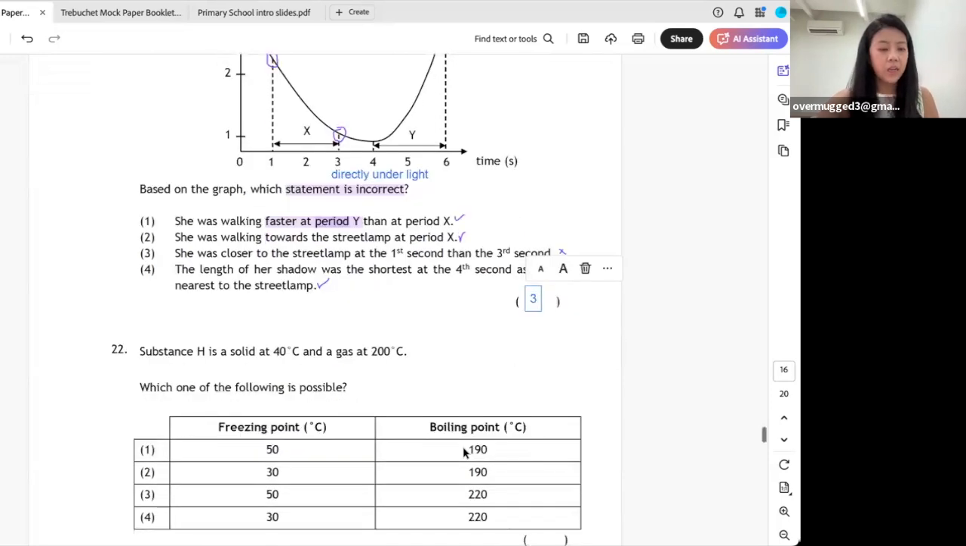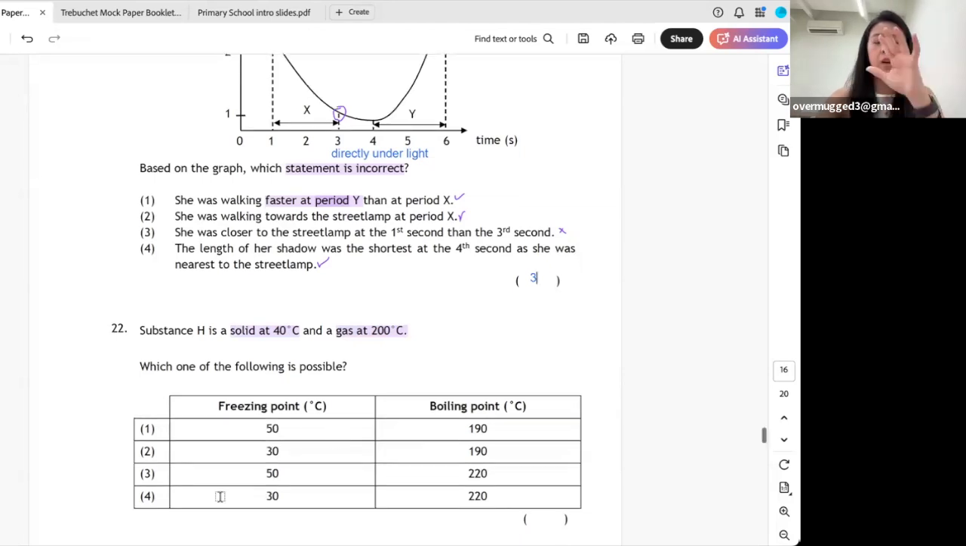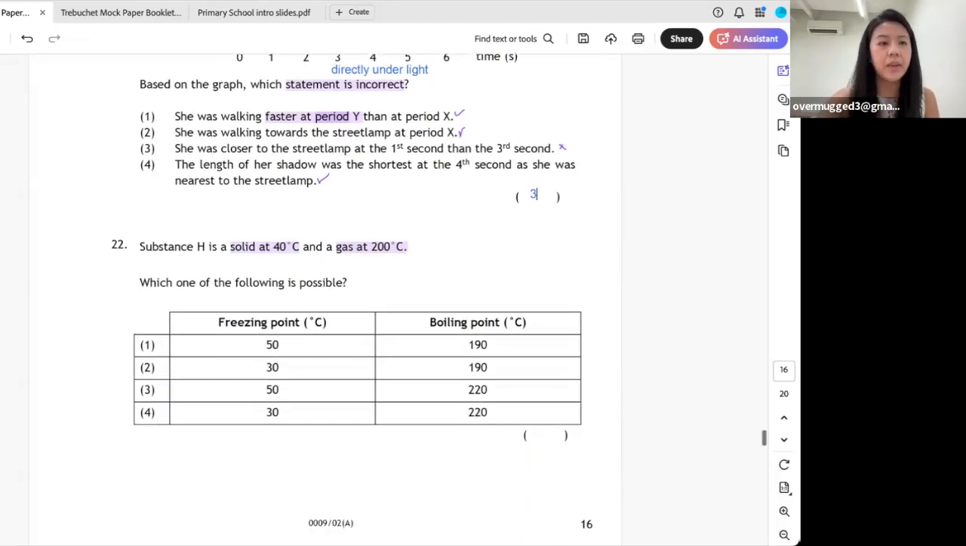All right. Question 22. Substance H is a solid at 40 degrees Celsius and a gas at 200 degrees Celsius. Now, usually for such questions, I like to draw a number line so that I can see exactly when the change in state happens. Okay. Now, let me just quickly draw a number line below. And I'm going to mark out the different temperatures. So let's say this is 40. And this is 200.